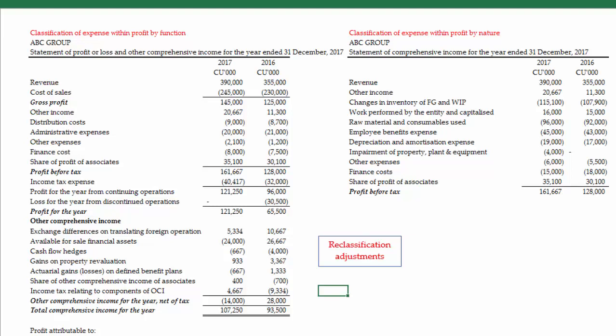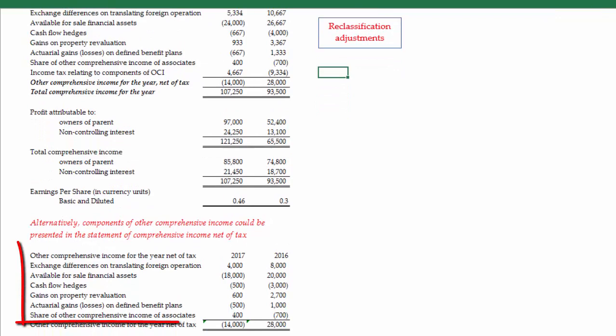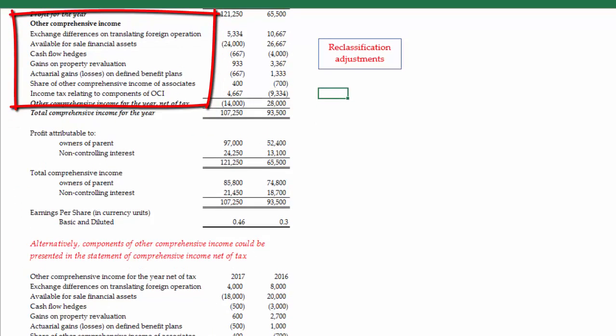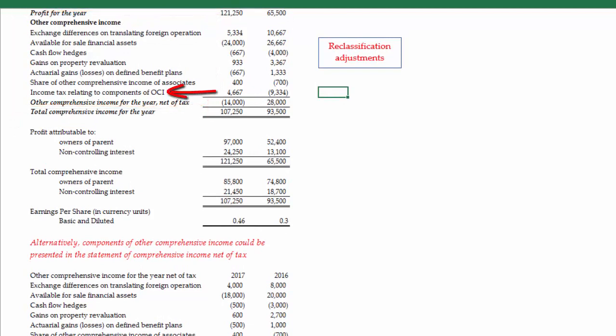And finally, an entity shall present the items of other comprehensive income, either net of tax effects or before related tax effects. In this case, a one-line item will be shown for the aggregate amount of income tax relating to these items. In the next video, we will consider other statements.